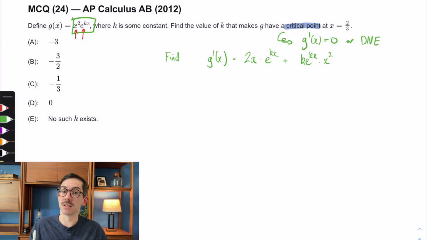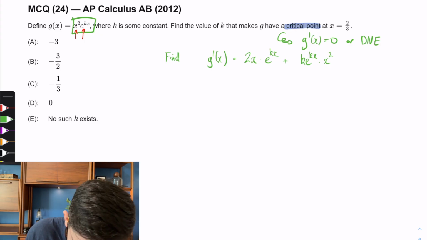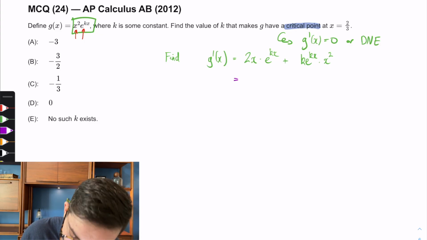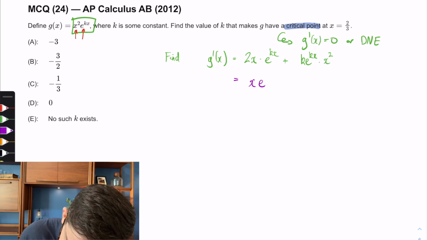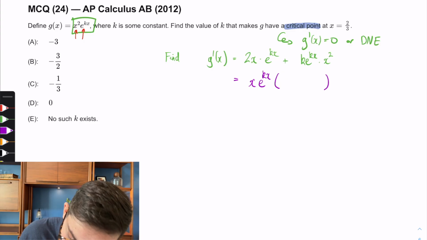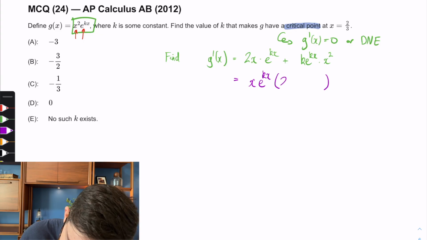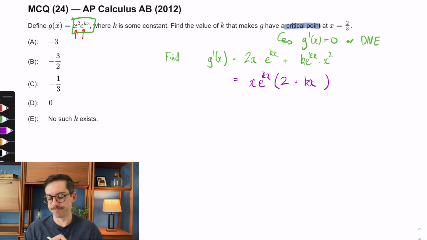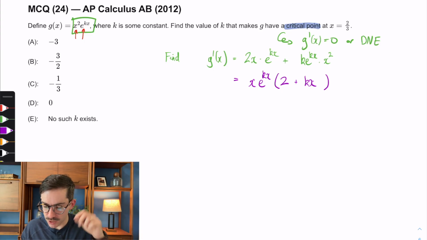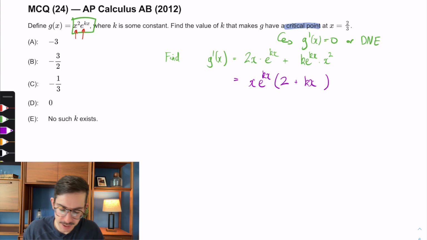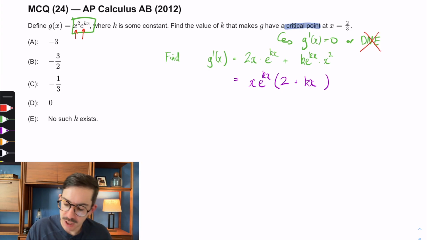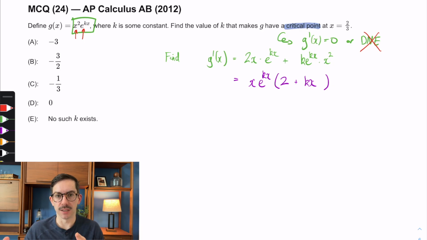Because we want to work with this expression algebraically, I'm going to tidy it up a little bit. In particular, I'm going to pull out some common factors. So you can see there's a common factor of x and e to the kx in both terms. What do I leave behind? Well, that first term leaves behind a 2, and that second term leaves behind kx. So this is a nice expression for g prime of x. And in particular, it exists no matter what x or k I pick. So I don't actually need to worry about critical points happening when that expression doesn't exist.